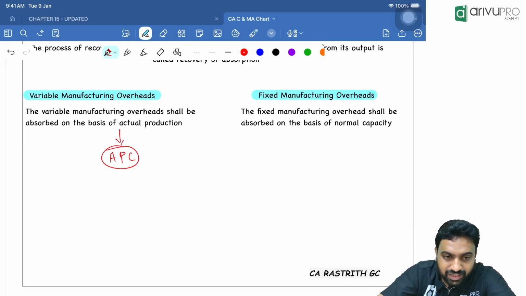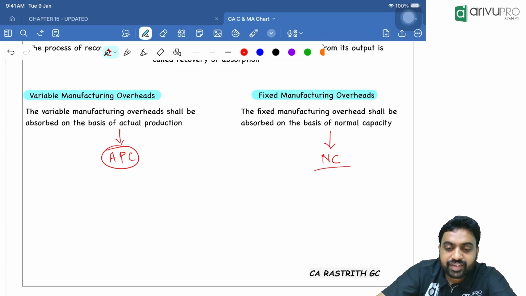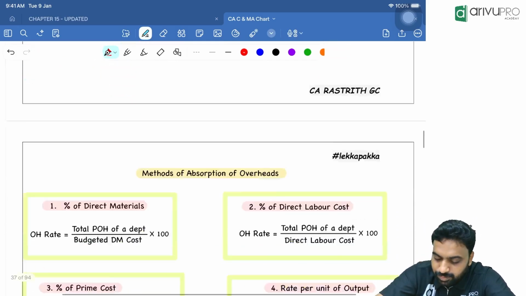variable overhead absorption recovery rate should be computed on actual production capacity percentage, whereas fixed overhead recovery rate to be absorbed on normal production capacity. Got it? So remember, variable overhead absorption rate to be computed by considering actual production capacity, fixed manufacturing overhead to be absorbed by considering normal production capacity. Please keep in mind.